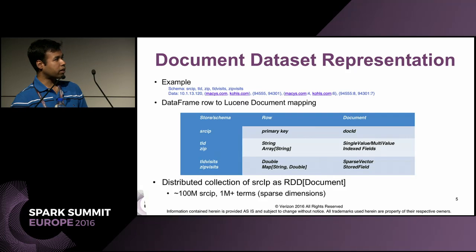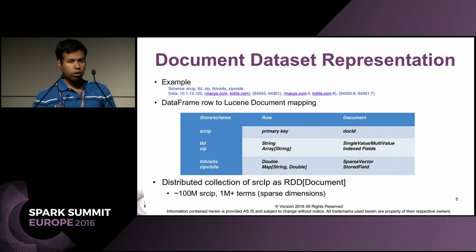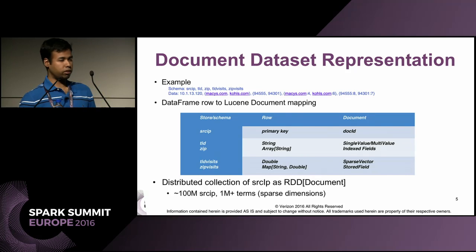Now these visits, like TLD visits and zip visits, both in the dense version are double numeric values. And in the sparse version, this becomes a map of string and double. In this map, the string is basically the identifier from the TLD and zip. This representation in the document view is a sparse vector, and it's a stored field. By stored field, we mean that you cannot search on them, but you can retrieve these fields.